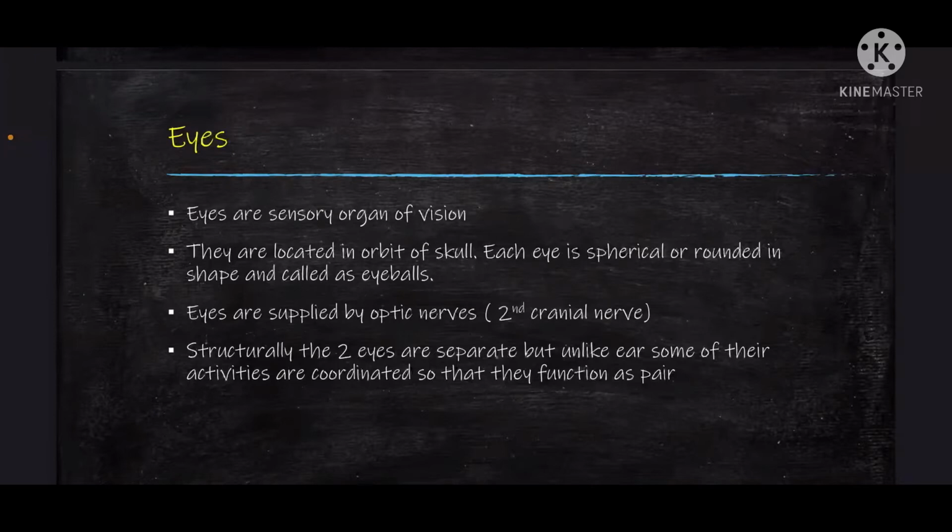Structurally the two eyes are separate, but unlike the ear, some of their activities are coordinated so that they function as a pair.